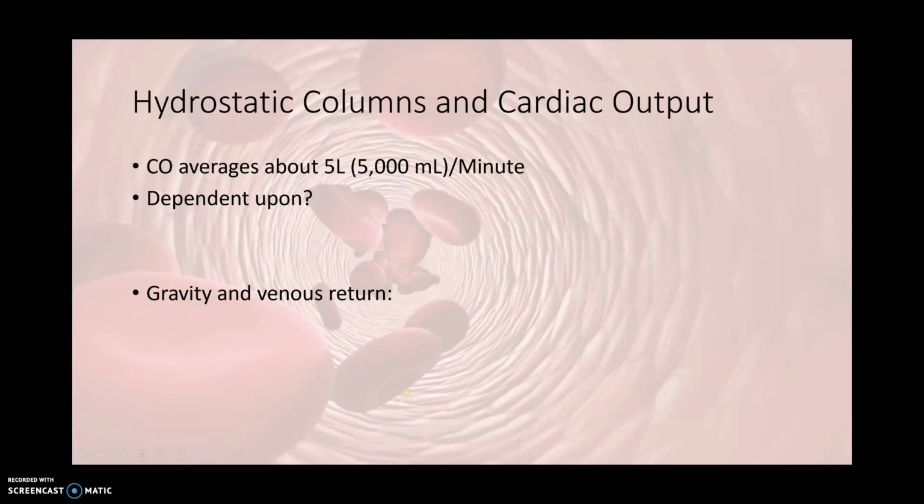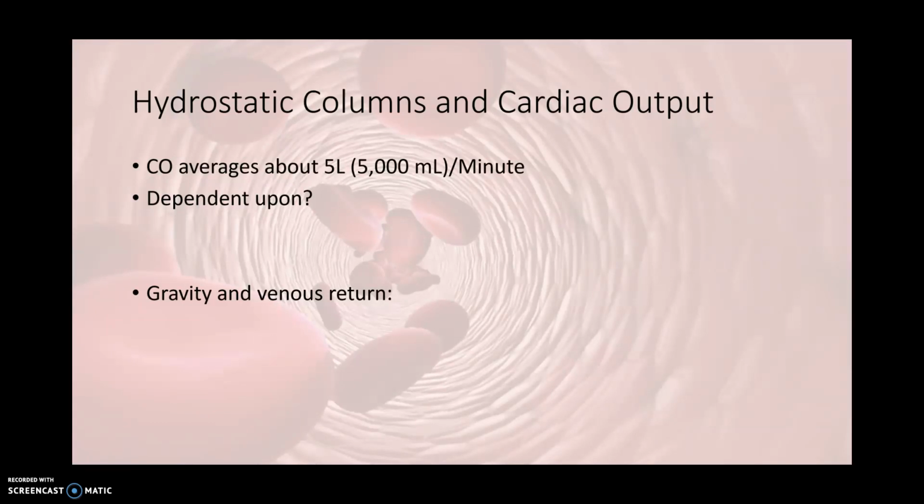Okay, so let's talk about our hydrostatic columns, which are pretty much our blood vessels, and relate them to cardiac output. On average, cardiac output is about 5 liters, or 5,000 milliliters, per minute. This is dependent upon the number of cycles per minute and how much blood is ejected per cycle, right? So heart rate times stroke volume is our cardiac output. That's important. The number of cycles per minute is heart rate. Stroke volume, again, remember, is the volume of blood ejected with each systole.